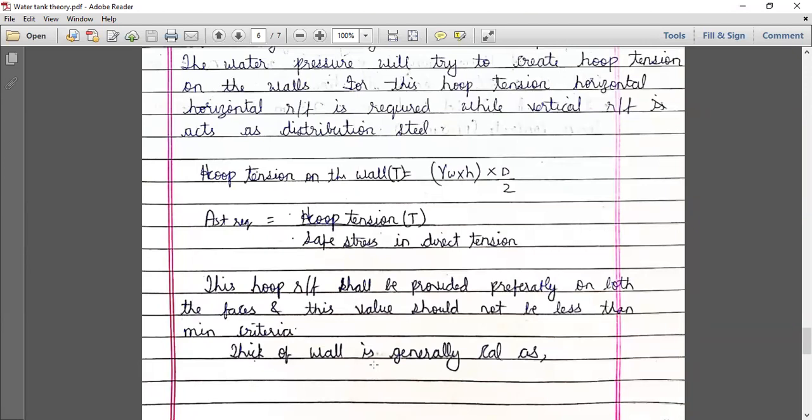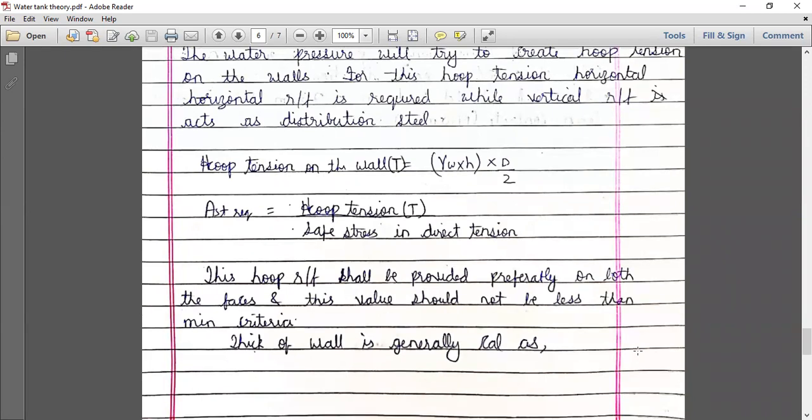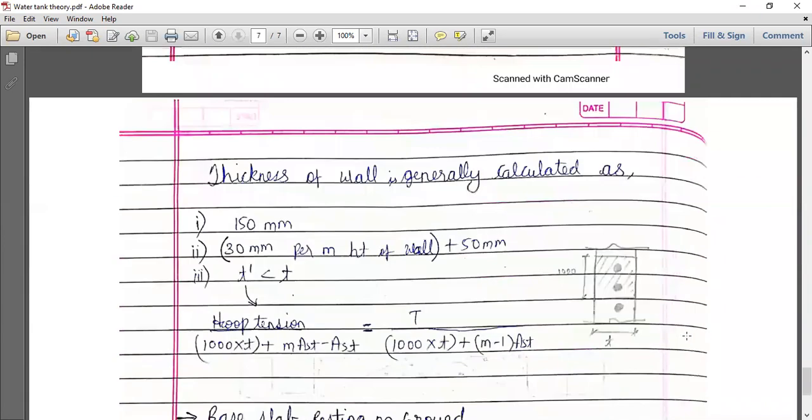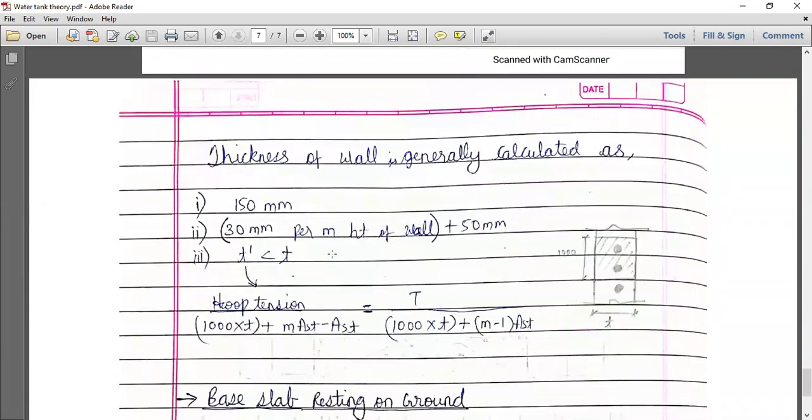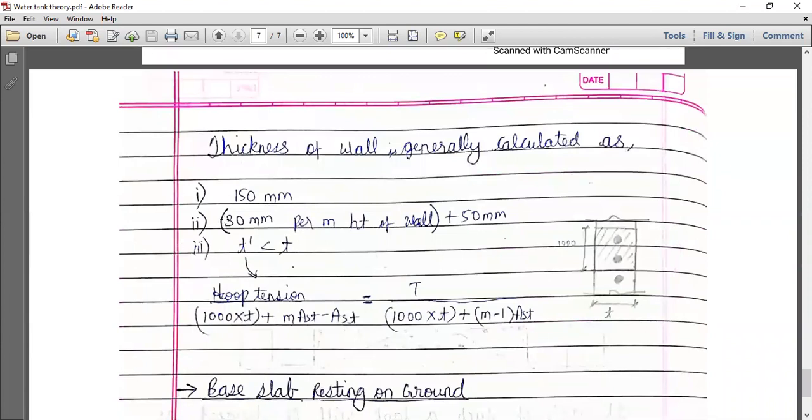Now let us see how to find out the thickness of the wall. The thickness of the wall is generally calculated by these three conditions. First, 150 mm. Second, 30 mm per meter height of the wall plus 50 mm.